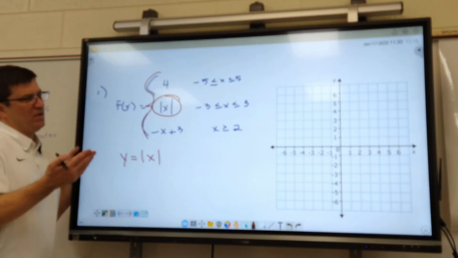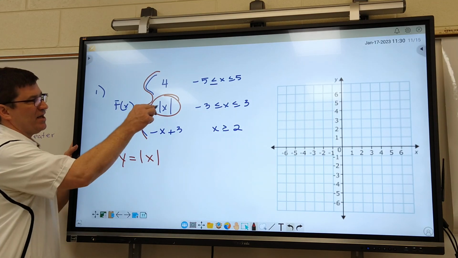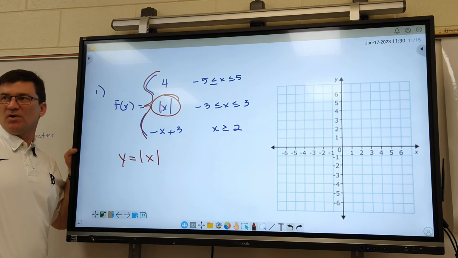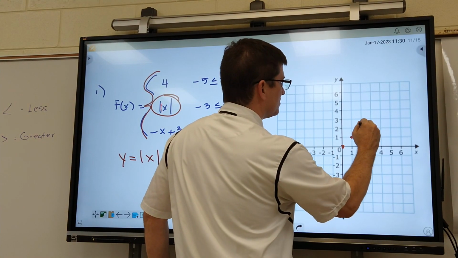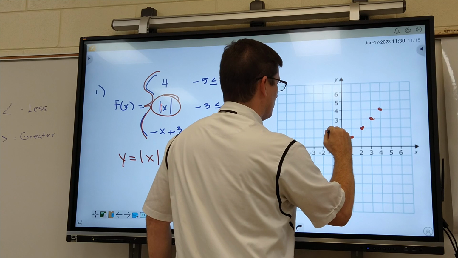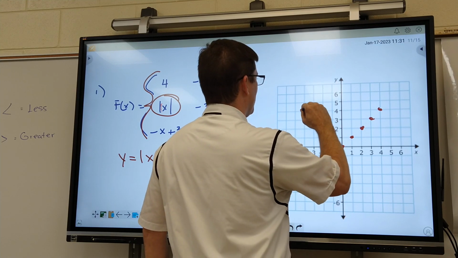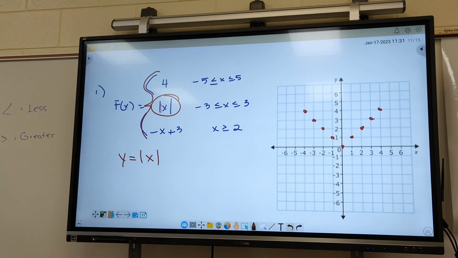Well, how do we know how wide to make it? Well, look, isn't that still a 1? Yeah, so it's still up 1 over 1. So my V is going to look like this. And then I'll erase whatever I need to make it fit the problem.